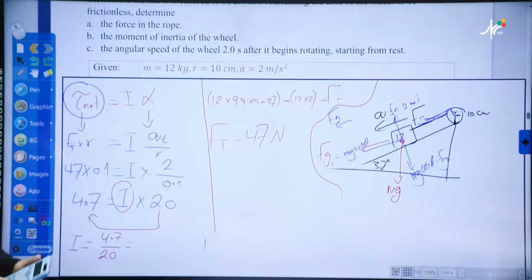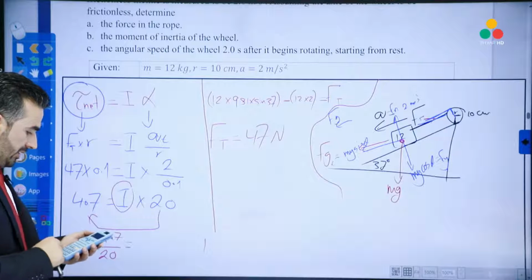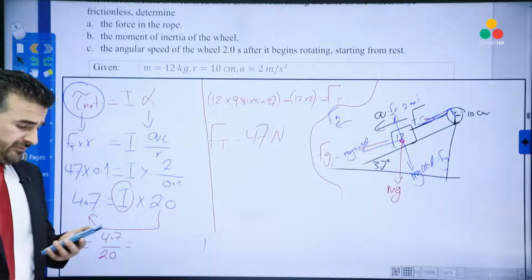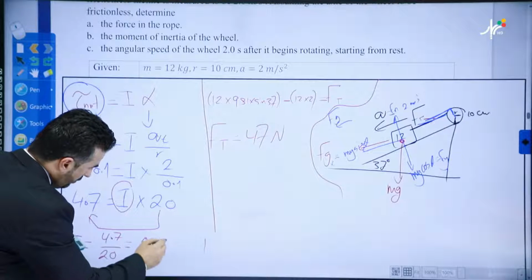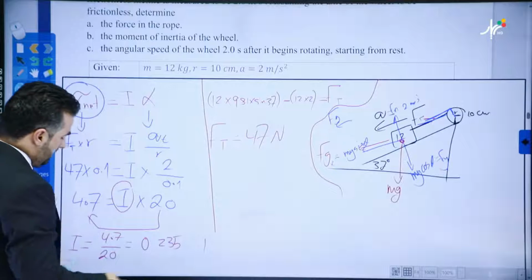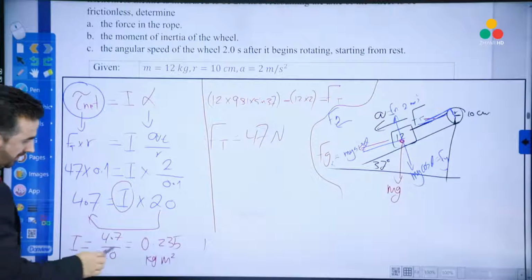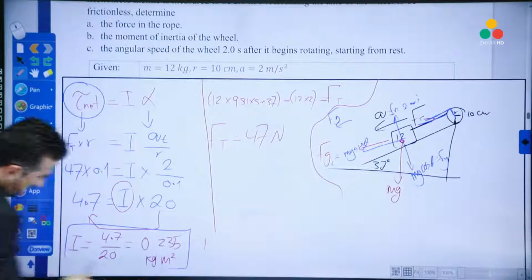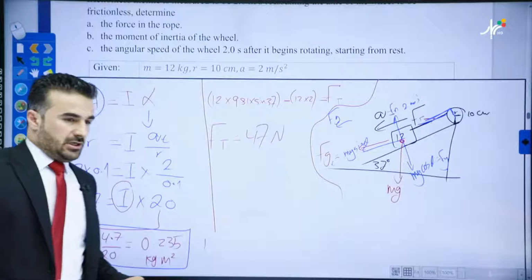So what is 4.7 divided by 20? 4.7 divided by 20, the answer will be 2.35 times 10 to the power negative 1, or simply 0.235. And because it is moment of inertia, it is going to be kilogram meter squared. And this is the answer. Let's circle the answer or put it in a rectangle. Now, this is how you're going to find the moment of inertia of the wheel.